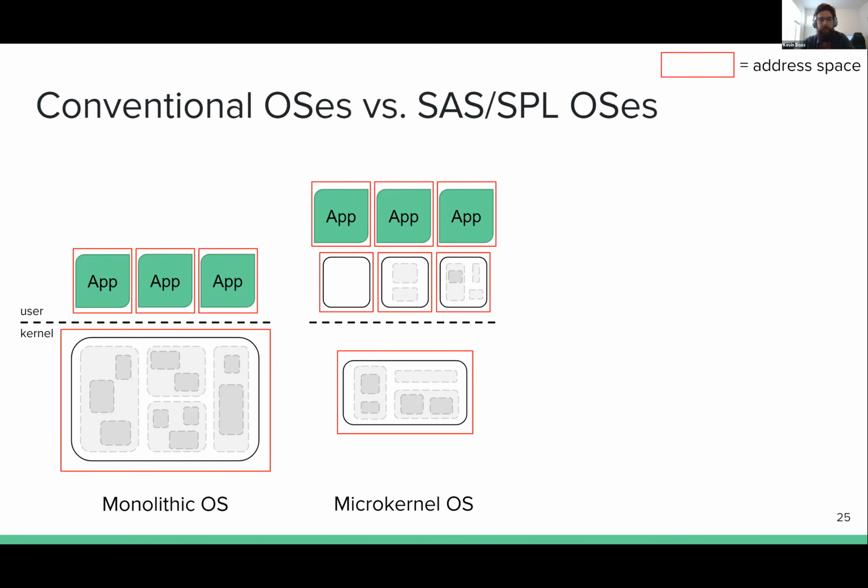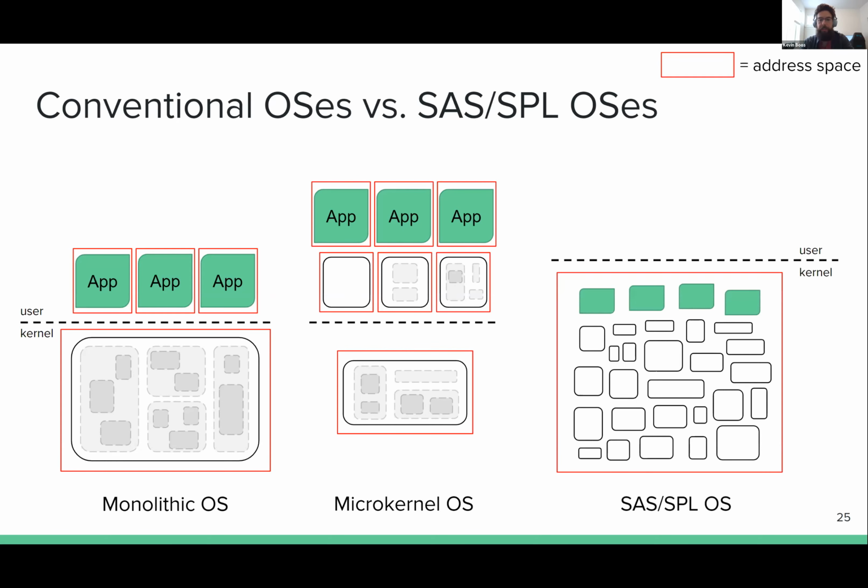So to compare a conventional OS versus a single address space, single privilege level Safe Language OS, right? The structure would look something more like this, right? Like I said, everything runs in ring 0 down here. And each one of these red boxes represents an address space. So there's only one. So everything runs in the same address space, as opposed to monolithic systems where the kernel is in its own address space and applications are too, or microkernel systems where every little entity is in its own address space.